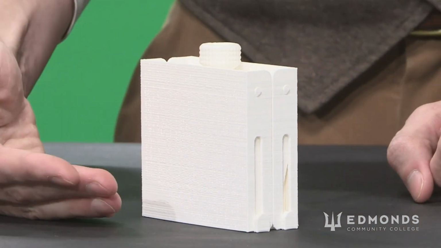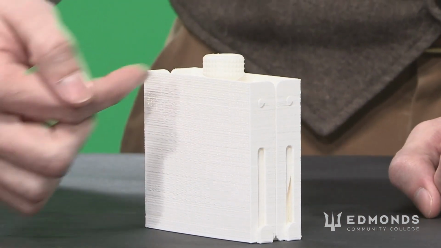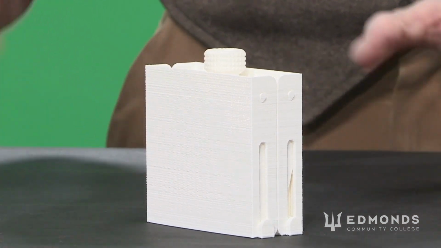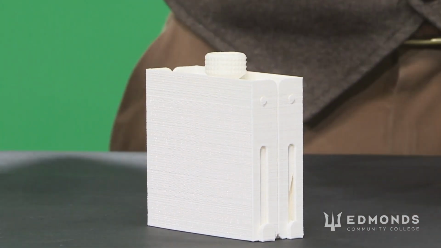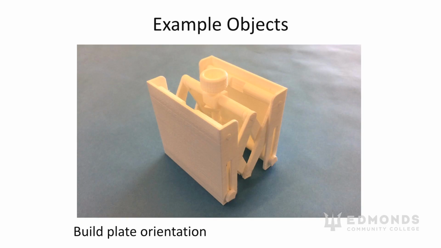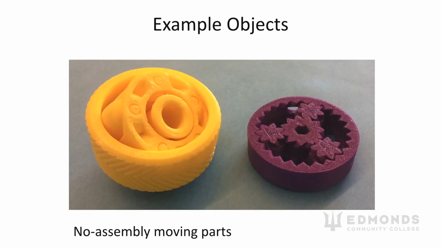If we printed it with one of these faces down, however, we would require a network of supports inside it to support all of those moving parts that aren't supposed to touch each other in order for it to come off the build plate moving, which would really defeat the purpose of producing this object. And additive manufacturing gives us a number of other advantages in terms of producing those moving parts.